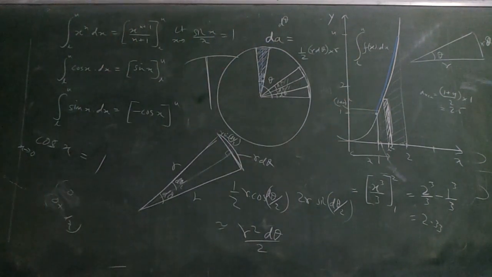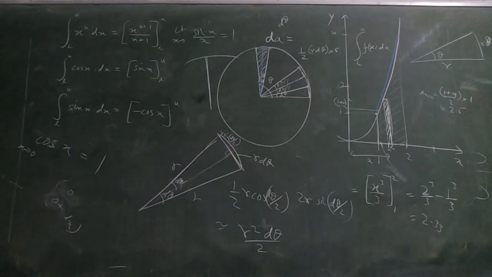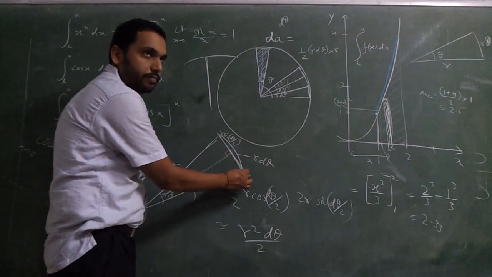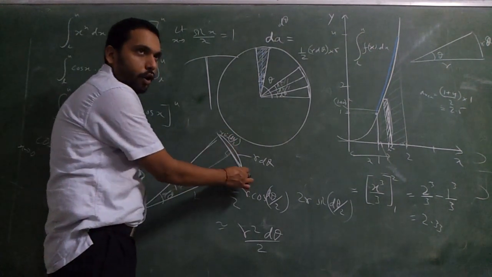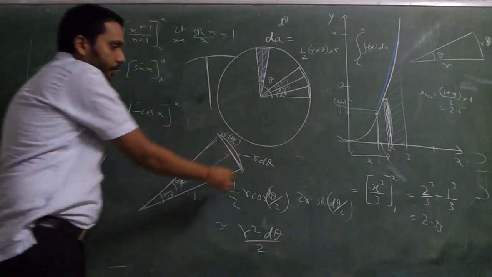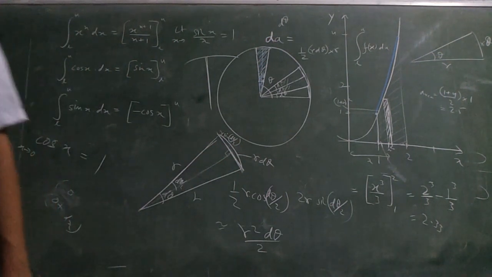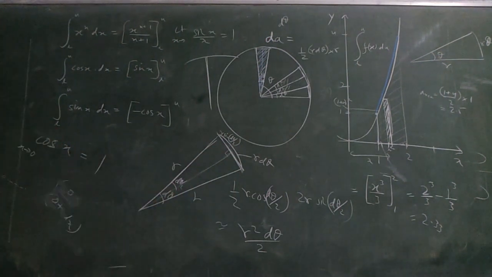Nobody does it like this, that for such a small one we calculate r cos and r sin, unless it is required. Okay? We straight away have that the base length is r d theta. It will be very flat, almost straight line because the angle is very small. Okay? So that base length is r d theta approximately and the height is r itself. So it becomes half r square d theta. Any doubt?